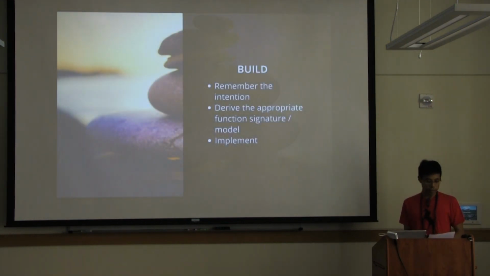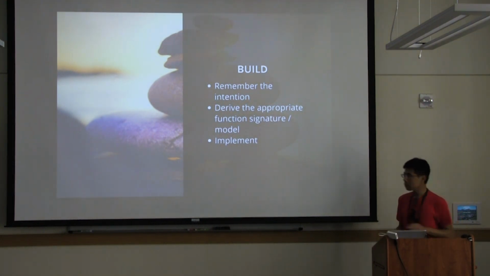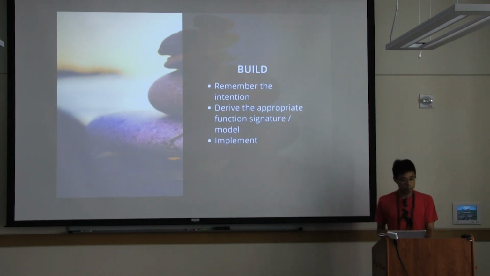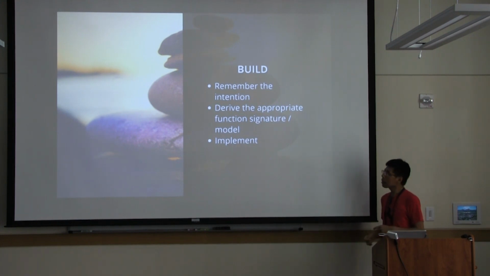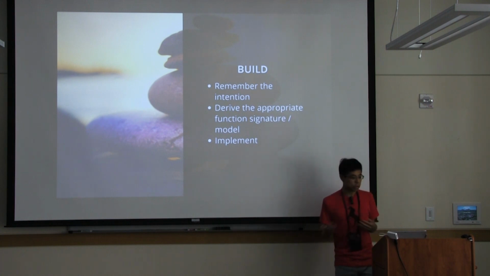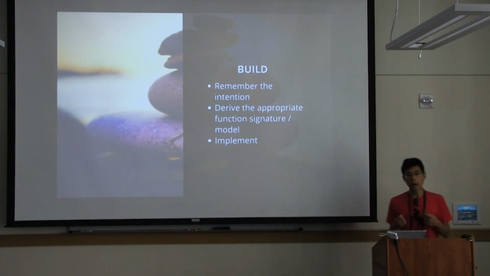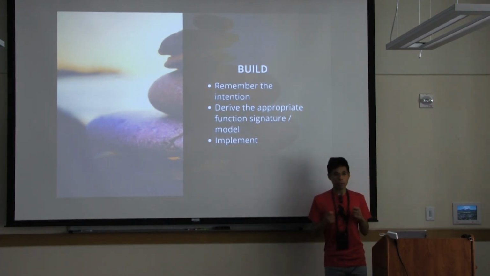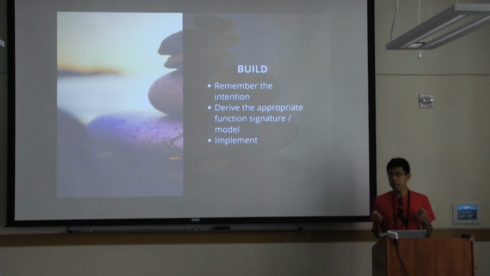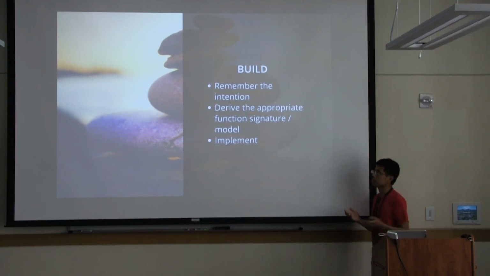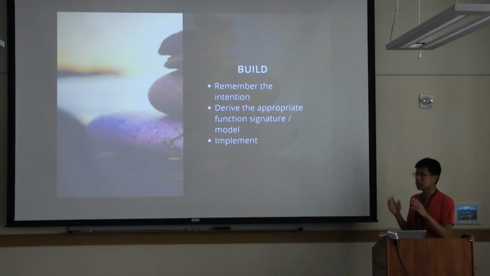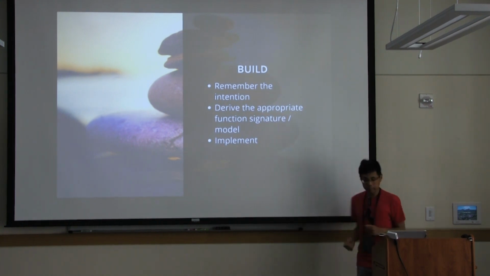So comes step 3, which is build. In the build step, we're going to define, depending on the current migration objective, the appropriate function signature or domain model. If we want to rewrite a business rule to be pure, then we're going to start by defining the appropriate pure function signature. And if we want to refine the data model, then we're going to define the right target model. And once we have built this template, we can then implement it.